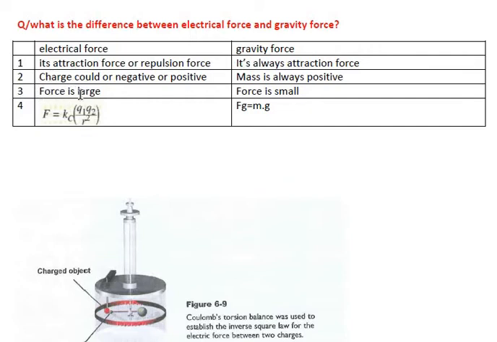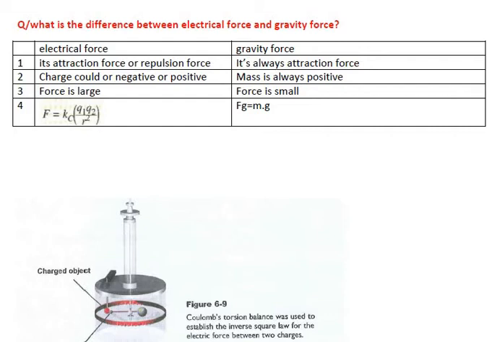Third one, force is large, but here force is small. If you compare between those two, the electrical force is larger than gravity. And this is Coulomb's law for electrical force, and this is Newton's law for gravity for one object. Fg is equal to m times g.